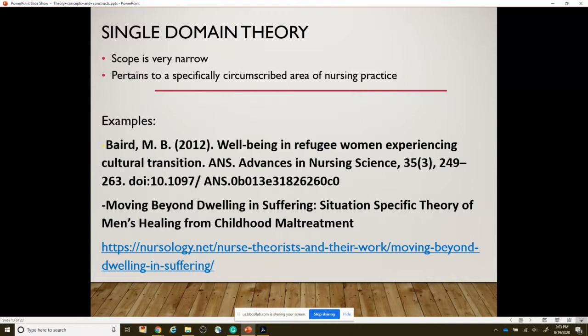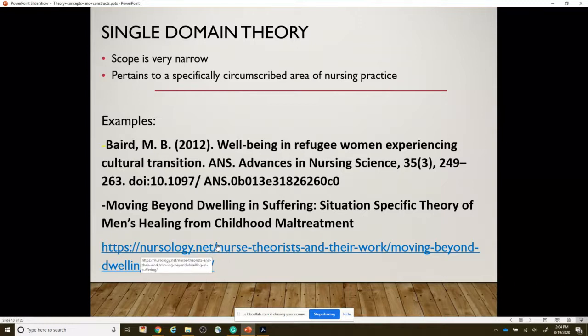Very, very specific. Now, the Nursology link will take you to the Willis specific theory, but Nursology.net is a wonderful resource. It will actually tell you about many dozens of different nursing theories and give you information specifically. Some of these were written by the theorists themselves.